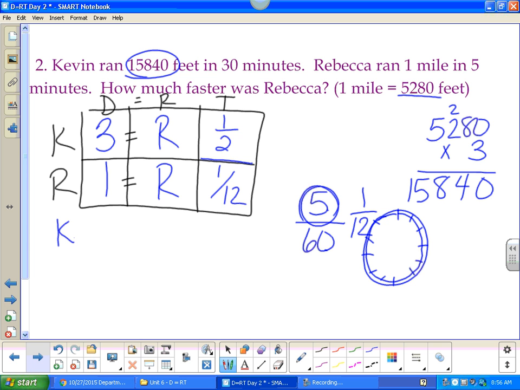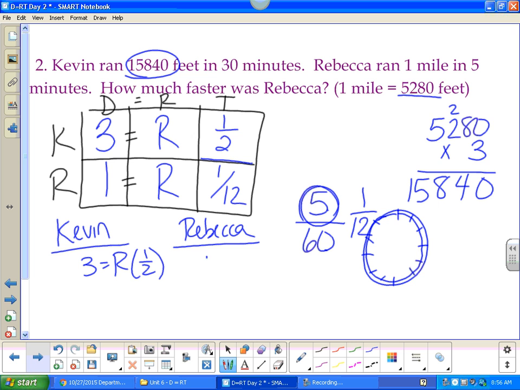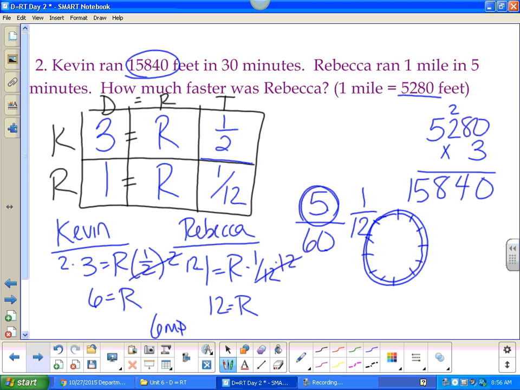So now let's set up a Kevin equation. And let's set up a Rebecca equation. And then we solve it. So this one I'm going to multiply by 2. So 6 miles an hour was Kevin. And Rebecca was 12 miles an hour. So how much faster was Rebecca? She was 6 miles an hour faster because I'm subtracting the 2.